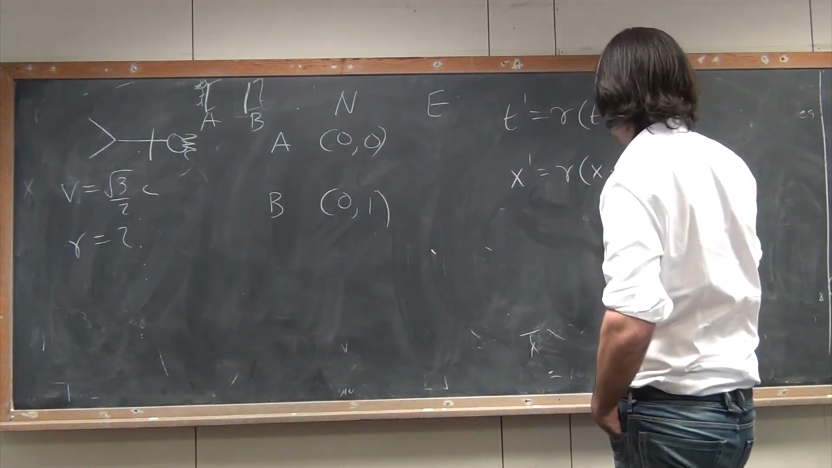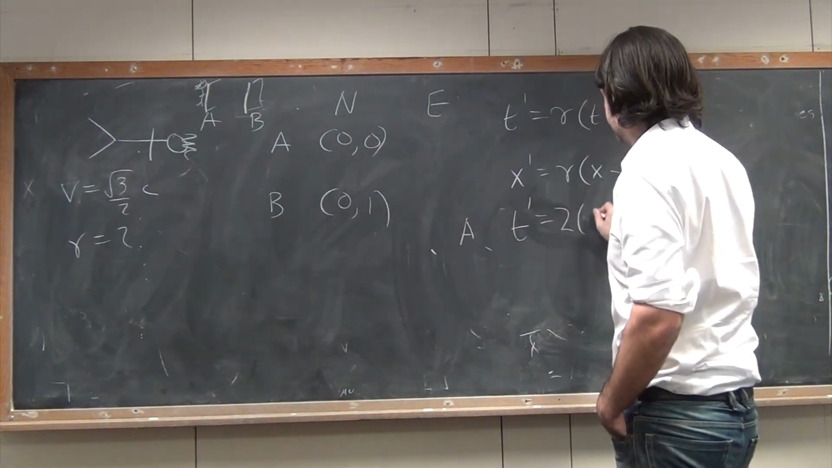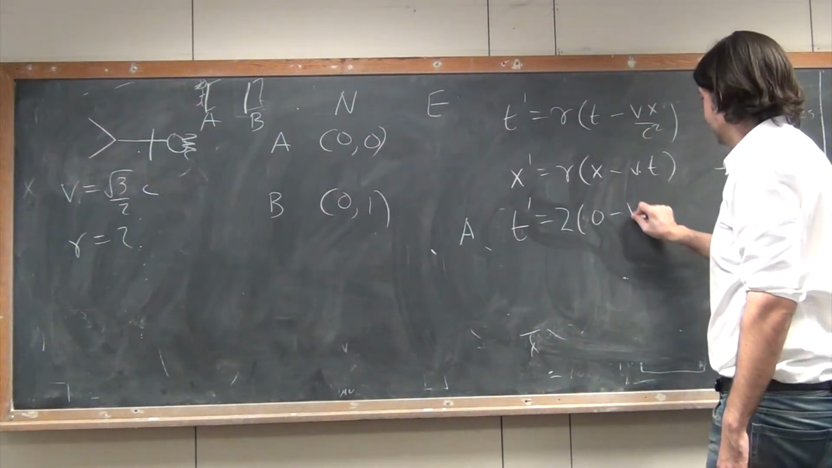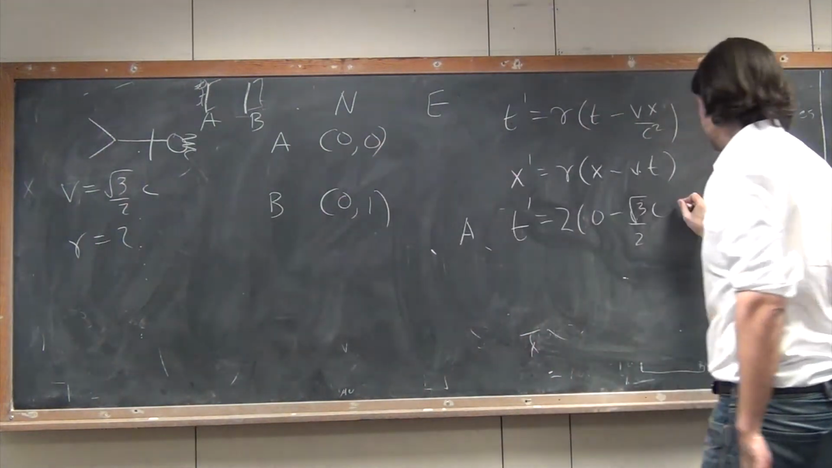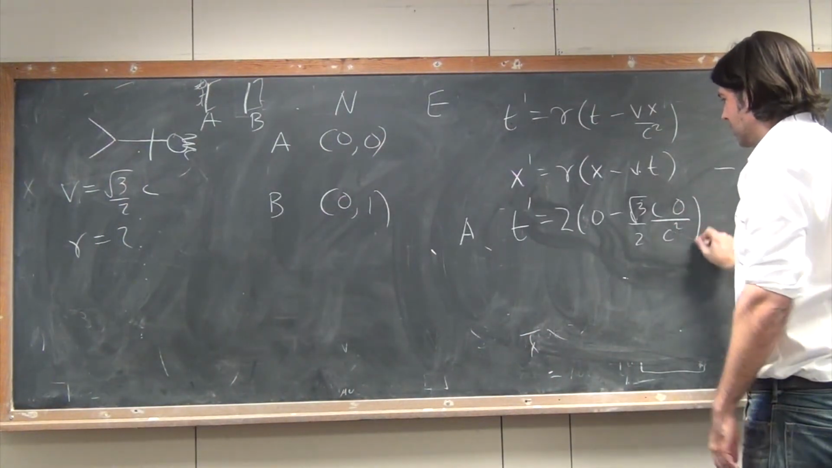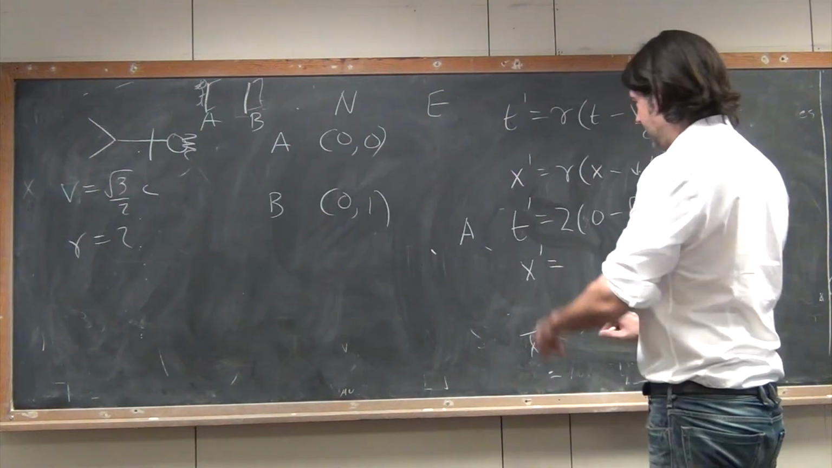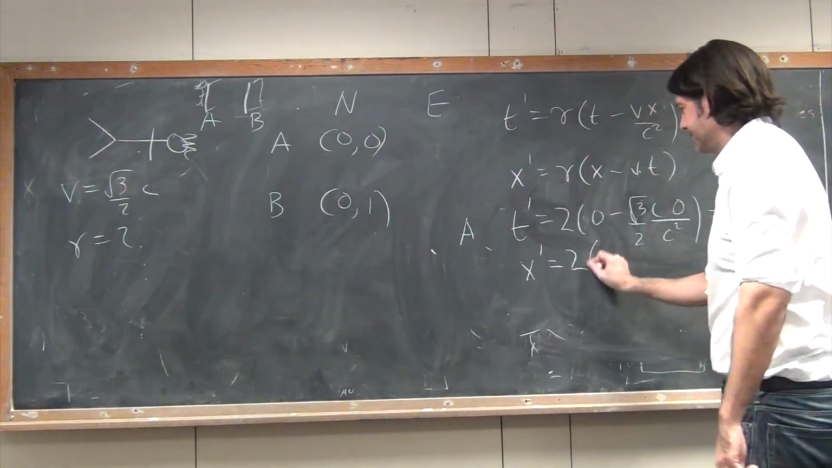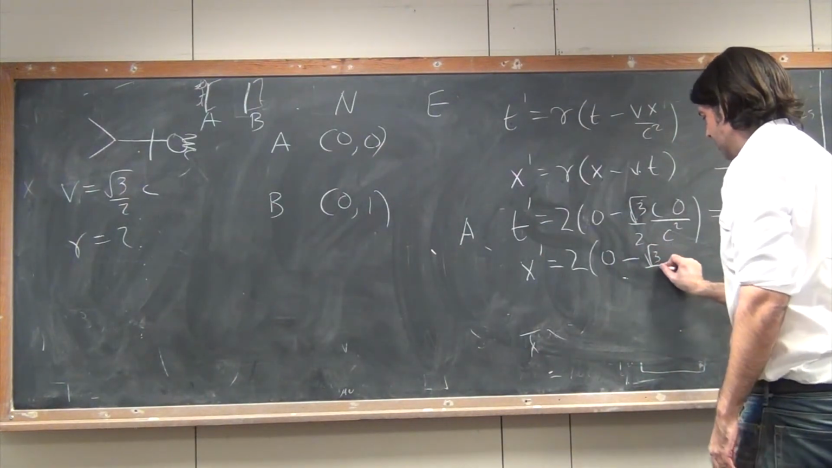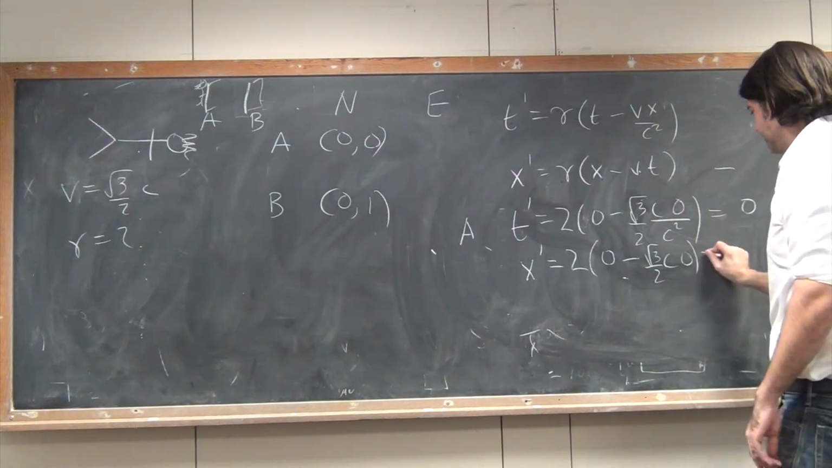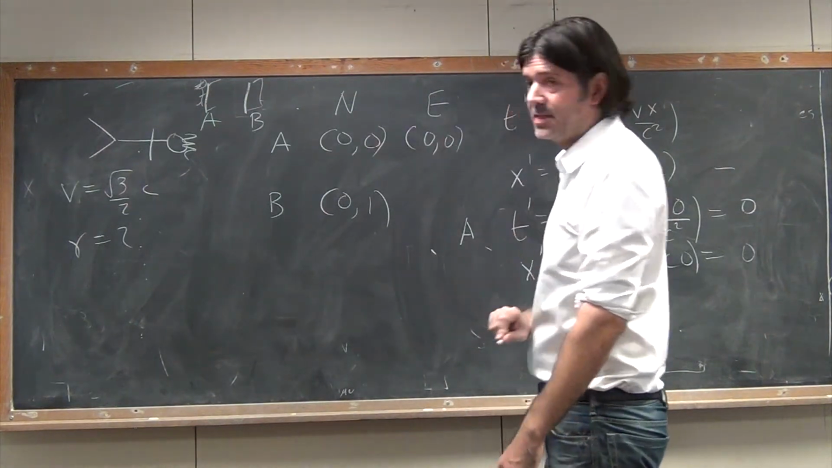So Einstein will perceive event A: gamma is 2, time is 0 for Newton, space is 0 for Newton, so the x-coordinate is 0. So 0 minus 0 is 0 for time. And similarly for x prime, the gamma factor is 2, the location is 0, the velocity is square root of 3 over 2 times c, and the time is 0. So the space is 0 as well. So Einstein also says that event A happens at 0, 0.